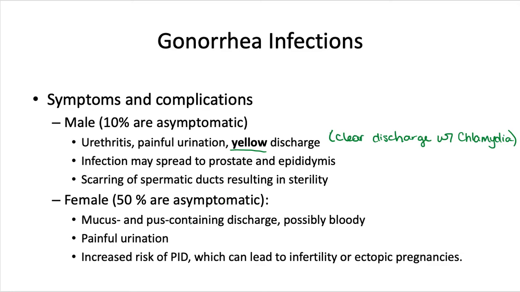Females are more likely to be asymptomatic. About half of females are asymptomatic. And so still, this is more than with a chlamydia infection. Females will experience mucus and pus-containing discharge. It could be bleeding and painful urination. And if the infection reaches the uterus and uterine tubes, this can also cause pelvic inflammatory disease, which will result in infertility and or the possibility for ectopic pregnancies and anaerobic infections.